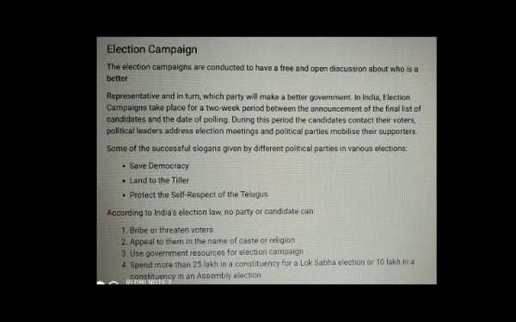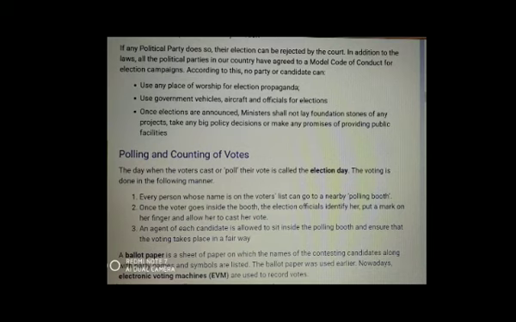According to India's election law, no party or candidate can, first one, bribe or threaten voters. Second one, appeal to them in the name of caste or religion. Third one, use government resources for election campaign. Fourth one, spend more than 25 lakhs in a constituency for a Lok Sabha election or 10 lakhs in a constituency in an assembly election. If any political party does so, their election can be rejected by the court.